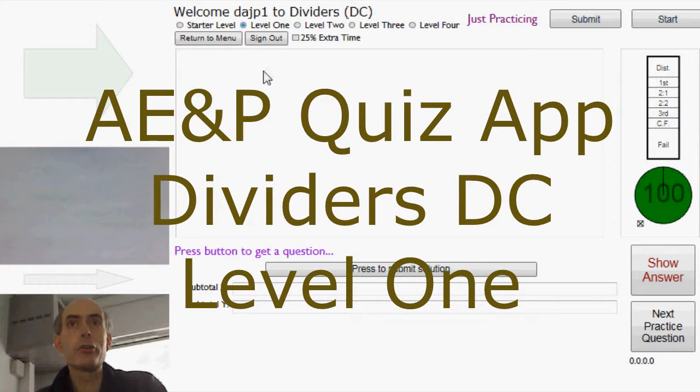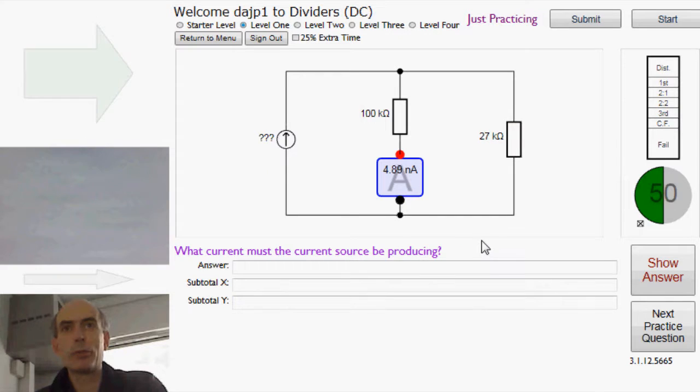This time, dividers, level 1. Asks both about current dividers and potential dividers. This time it's asking about a current divider. We know the current flowing through this 100k resistor, and we know that it's effectively in parallel with a 27k resistor. So the question is, what current must the current source be producing?